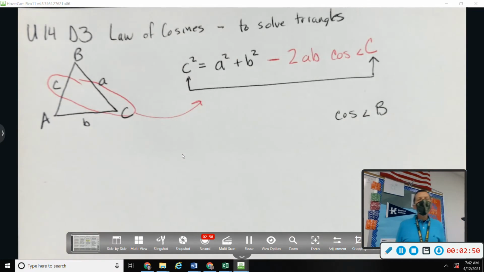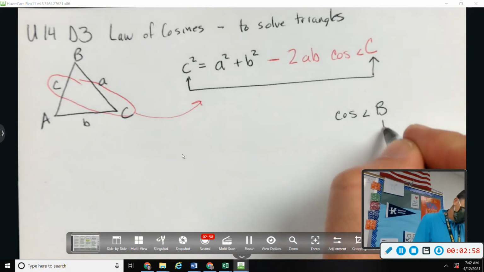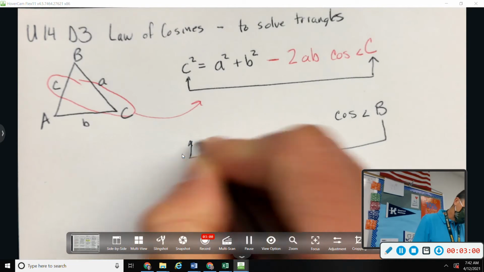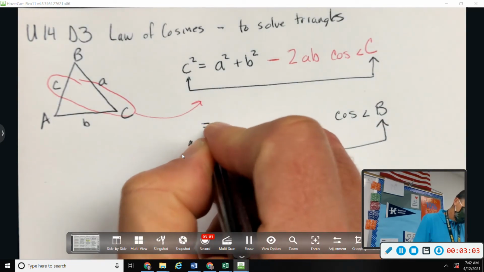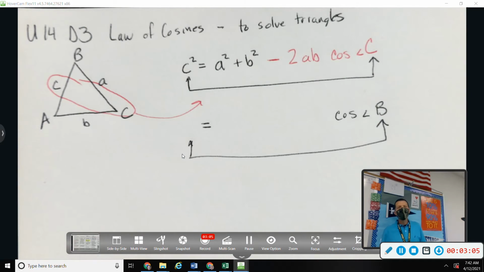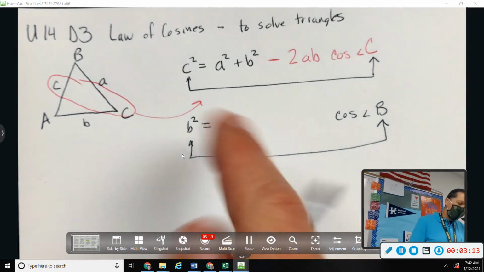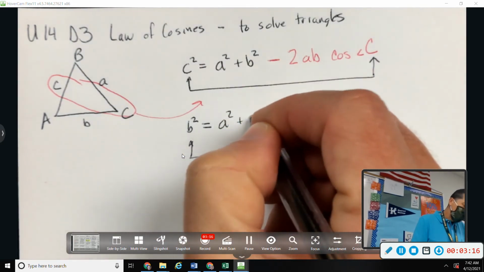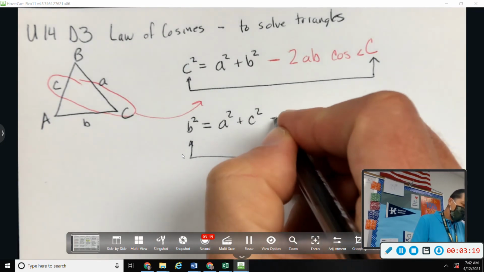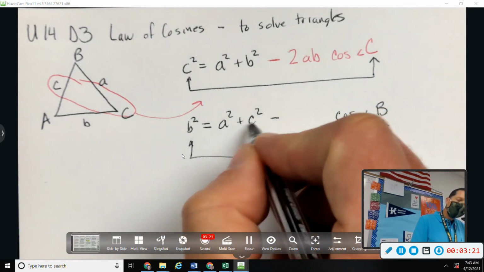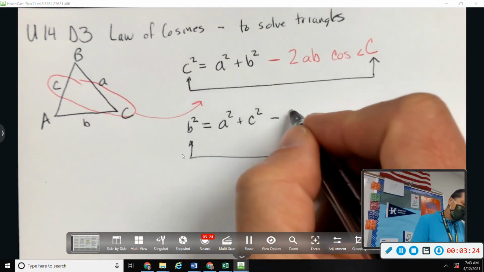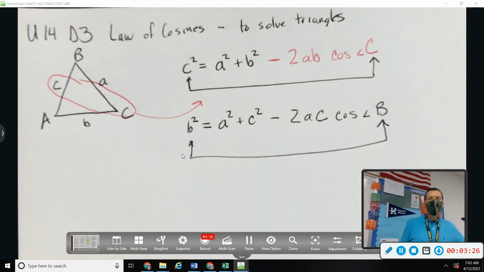So if I wanted to write an equation that involved angle B instead of angle C, we kind of just follow the pattern. What side do you think will be over there by itself? B squared. And then I'll use the other two sides, so a squared plus c squared. I add these, but then I'm going to minus 2ac cosine of angle B.